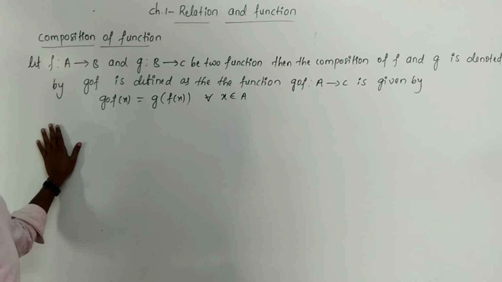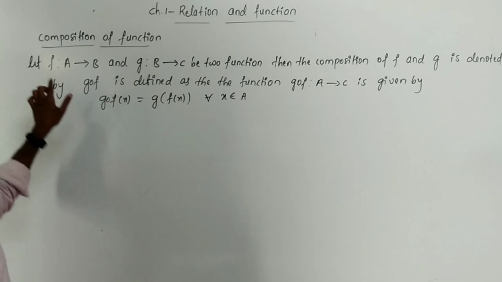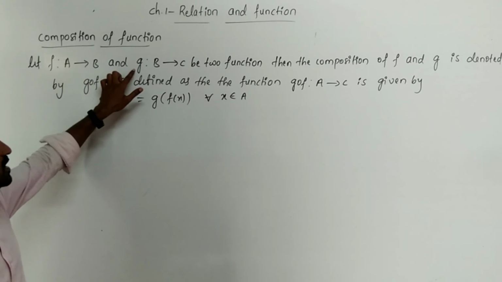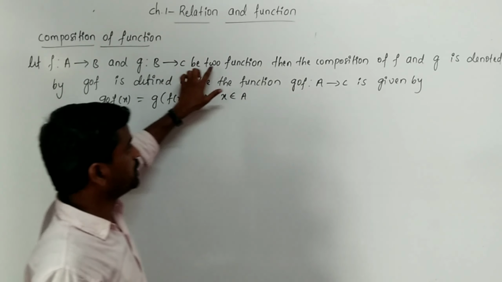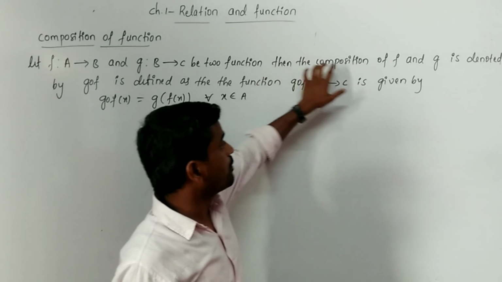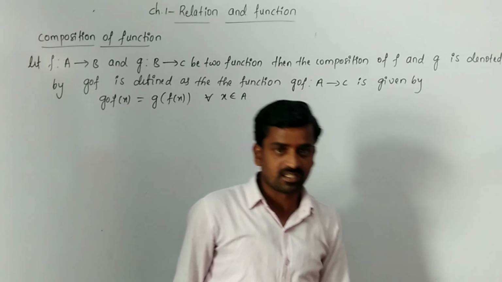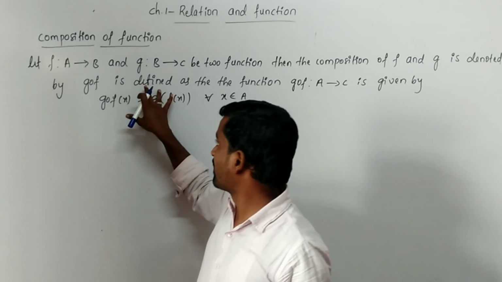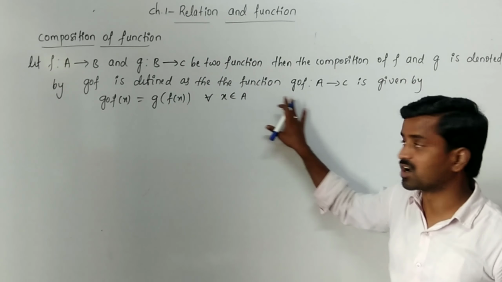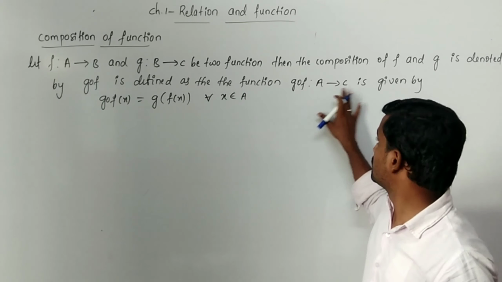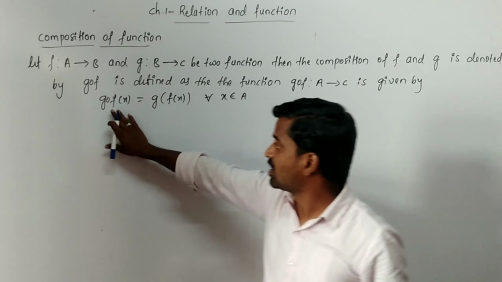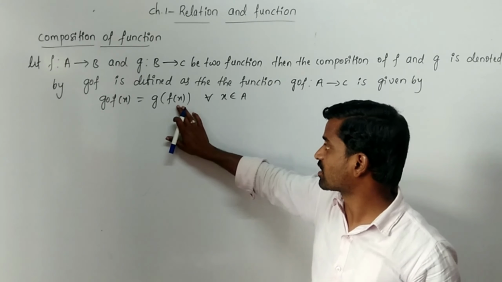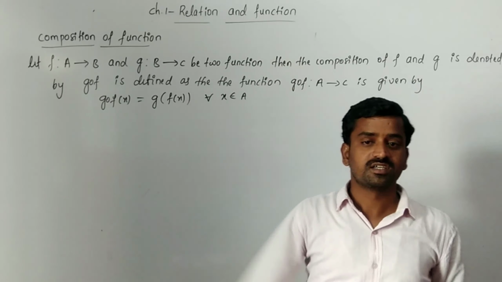It is the composition of function. Let f such that A to B and g such that B to C be two functions. Then the composition of f and g is denoted by g of f, defined as the function g of f such that A to C is given by g of f of x is equal to g of f of x for all x belongs to set A.